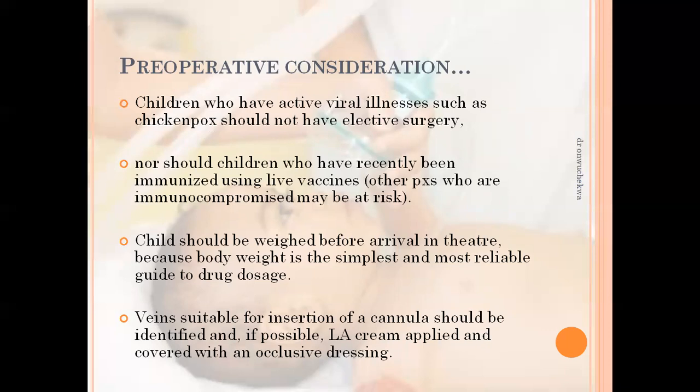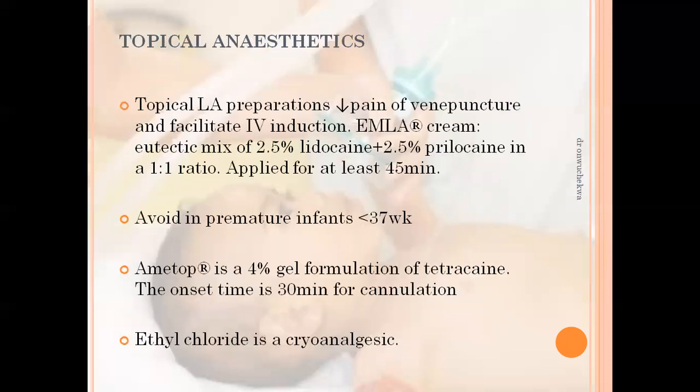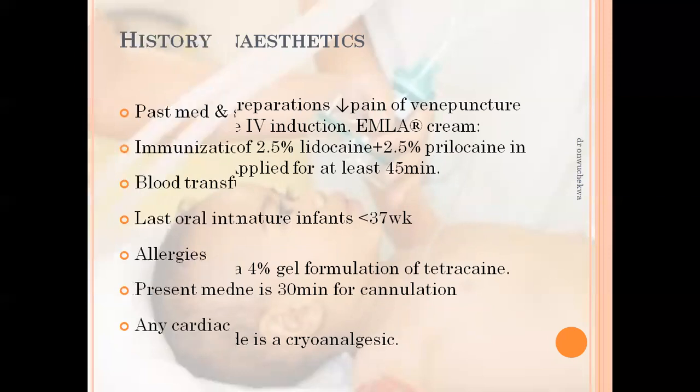Veins suitable for insertion of a cannula should be identified, and if possible, local anesthetic cream applied and covered with an occlusive dressing to prevent the child from licking it. For topical agents, we have EMLA cream, which is a eutectic mixture of 2.5% lignocaine plus 2.5% prilocaine at a 1:1 ratio, which when applied for at least 45 minutes would numb the area. Others, such as amethocaine and ethyl chloride, could also be used.